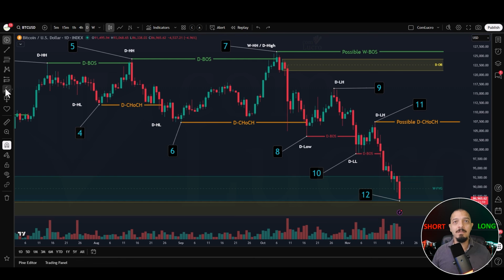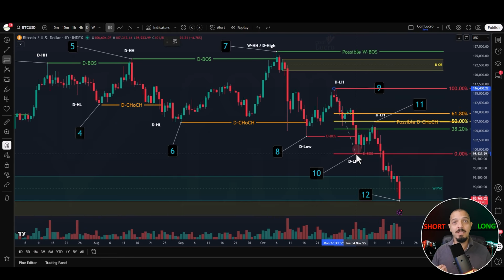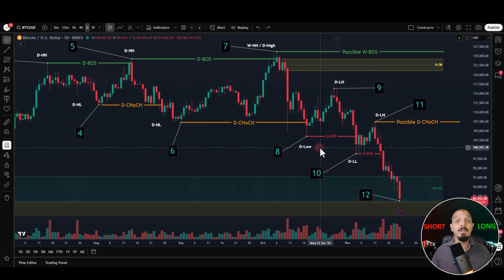Step 11. After confirming the daily break of structure at step 10, price retraces upward again. This pullback moves deeper than the 38.2% Fibonacci level, validating a new lower high inside the bearish trend. This point is also used as a structural reference. If price ever breaks above step 11 in the future, that would signal a potential daily change of character, back to the upside.